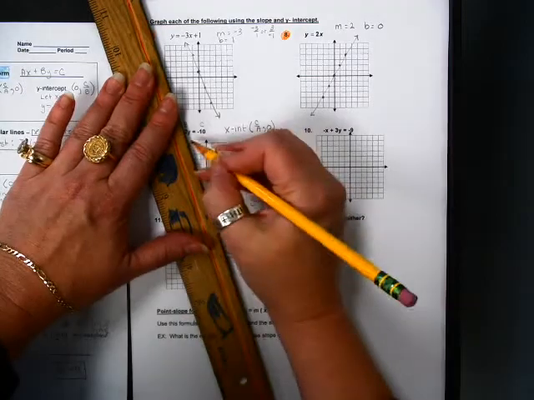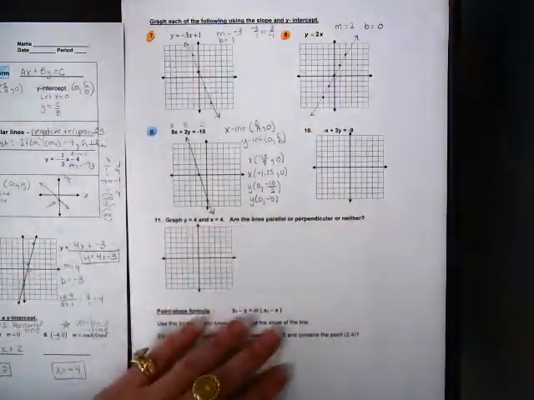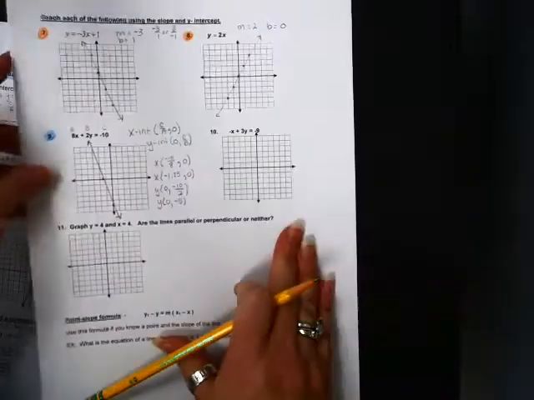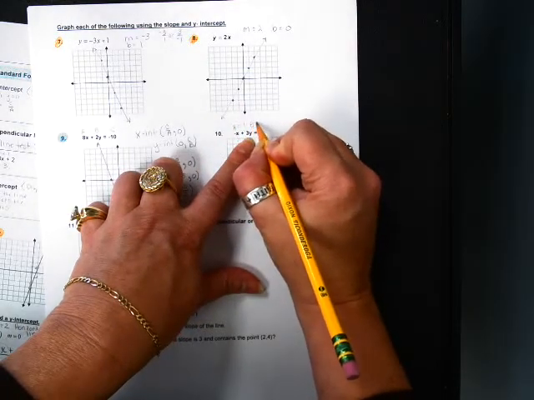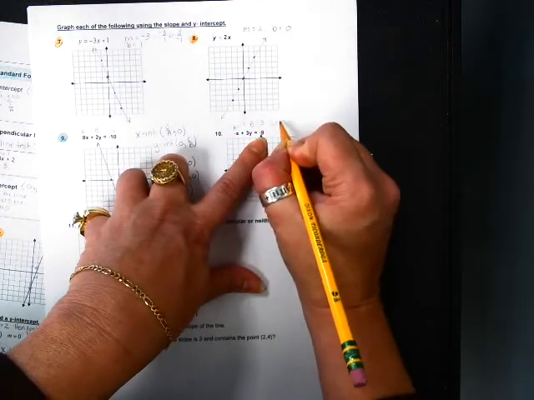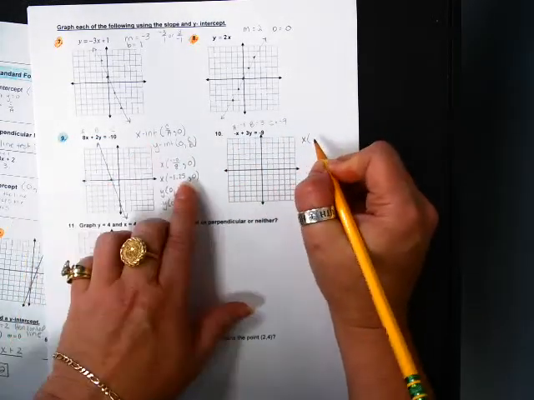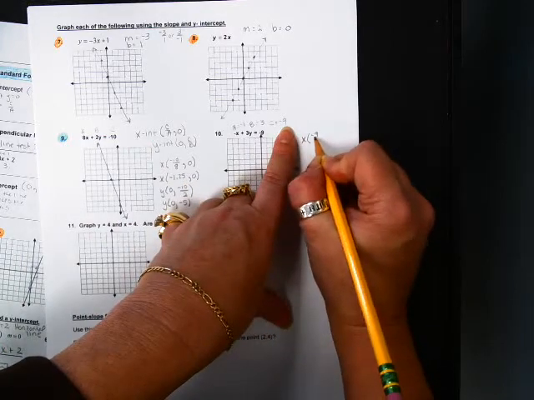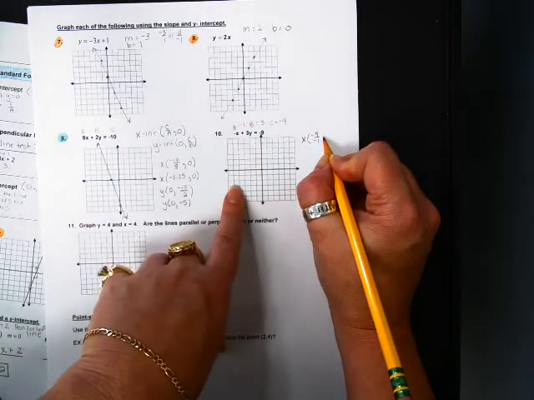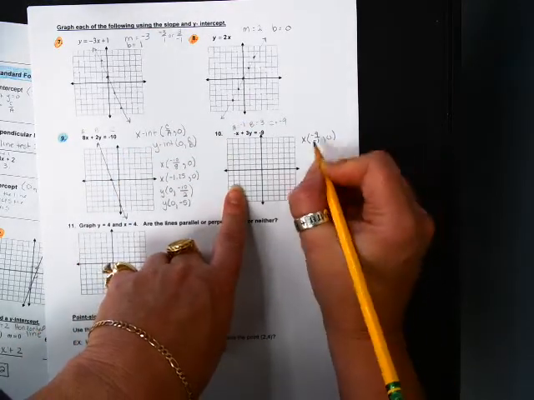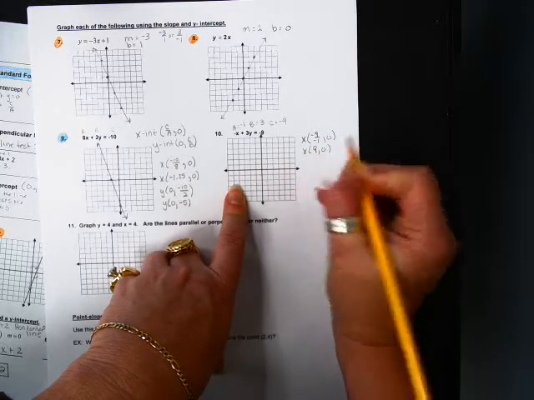And that's how I graph using the standard equation. Let's practice that again one more time. On this one, my a is negative 1, my b is 3, and my c is negative 9. So my x-intercept is going to be negative 9 divided by negative 1. So 9 divided by 1, so that's going to be x equals 9 comma 0.